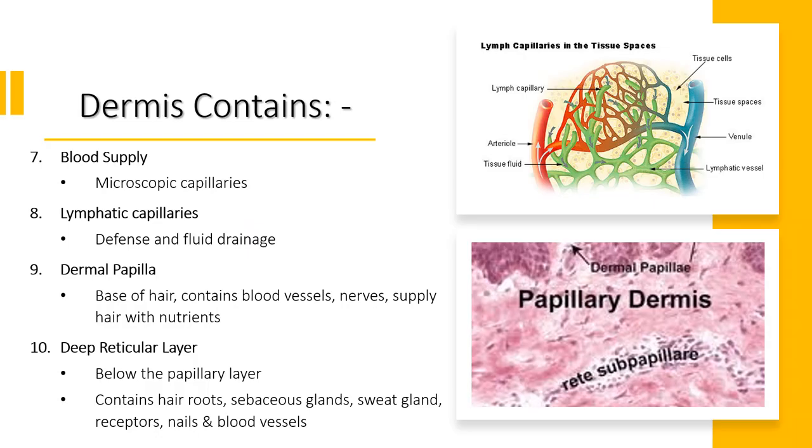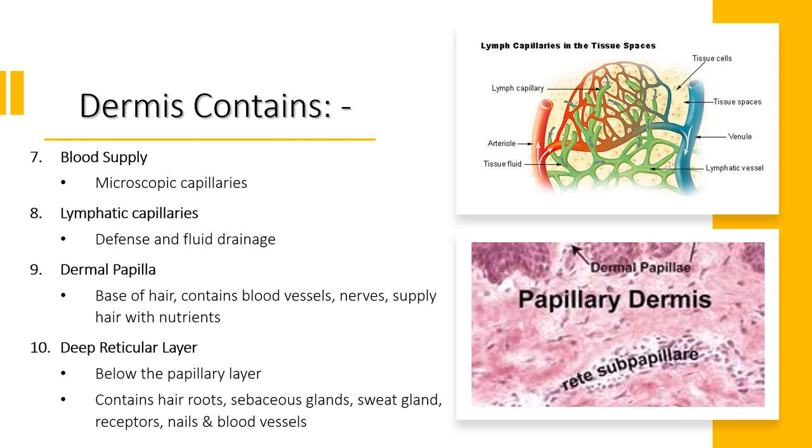The blood supply can be found in the dermis, as can the lymphatic capillaries. The microscopic capillaries that provide oxygen and nutrients to all the cells are found in the dermis. So are the lymphatic capillaries, offering defence and fluid drainage from the tissues of the skin. And the dermal papilla is at the base of the hair and contains the blood vessels and nerves, supplying the hair with nutrients. This is a question that comes up quite a lot: where does the hair get its nutrients? And this is the dermal papilla.